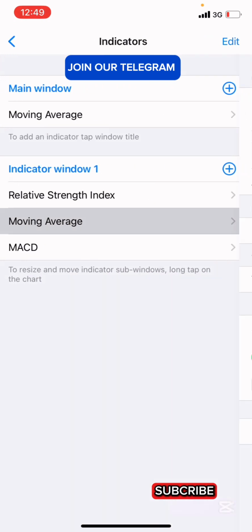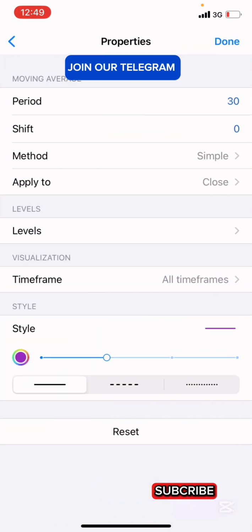Then you put on the moving average after the relative strength index using the same parameters as the main window. Okay, period 30, shift 0, method is simple, apply to close, the same style for the parameters, then color purple, then you click on done.